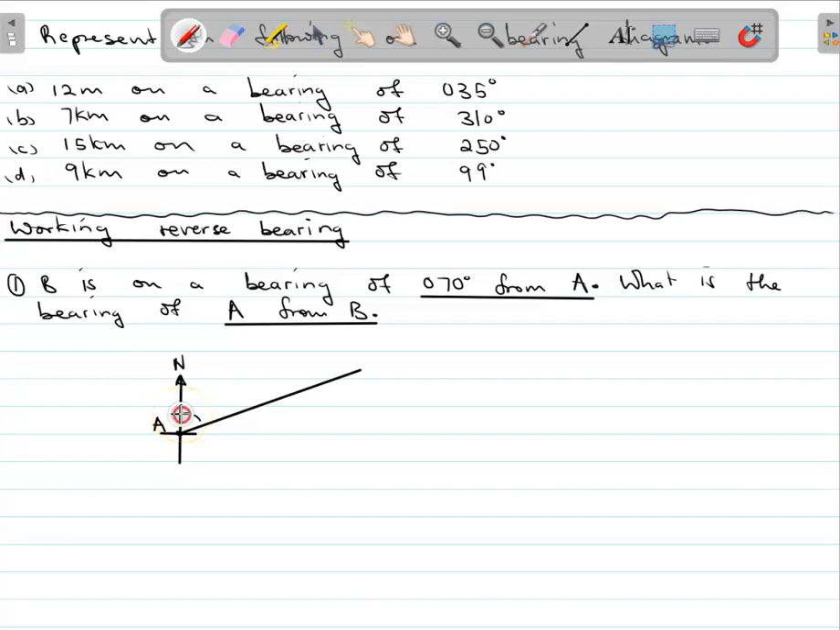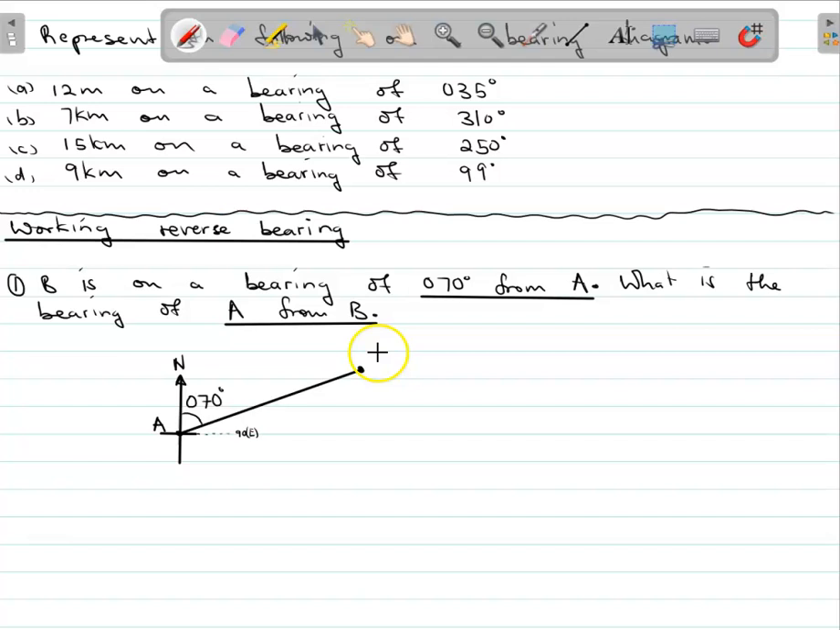I believe right now this shouldn't come as a shock. It's something that we understand, because we're measuring from north going in a clockwise manner, and 70 is less than 90 degrees, which is the direction of east. So that's why this line goes there. And then after some distance, we have point B there. Now, the question says, find the bearing of A from B.